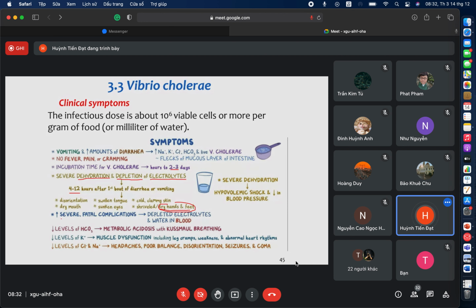So they can increase into severe and fatal complications, for example depletion of electrolytes and water in the blood. It not only occurs in the cell, but it can also affect the blood, because of the extracellular loss of electrolytes, and then electrolytes inside the blood can migrate out. So depletion of electrolytes and water in the blood can lead to severe symptoms. Now we talk a little bit about bicarbonate.